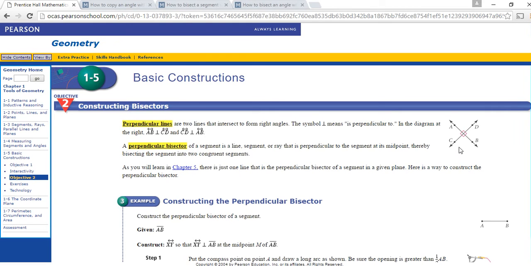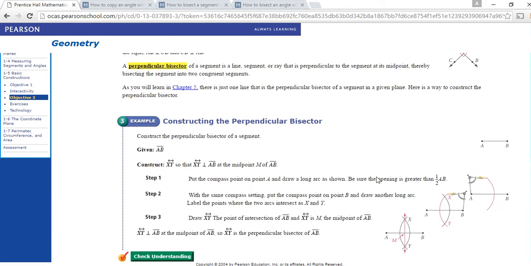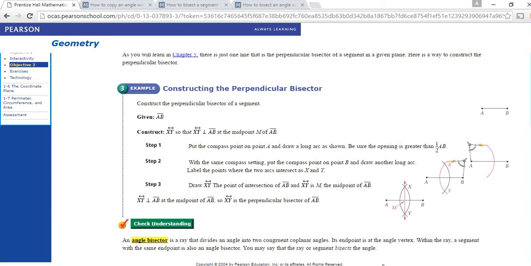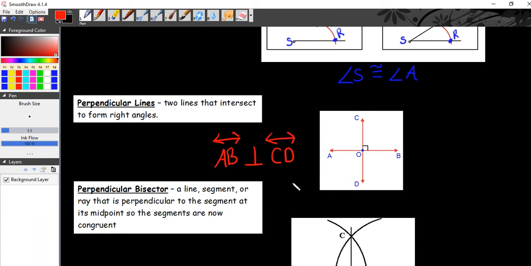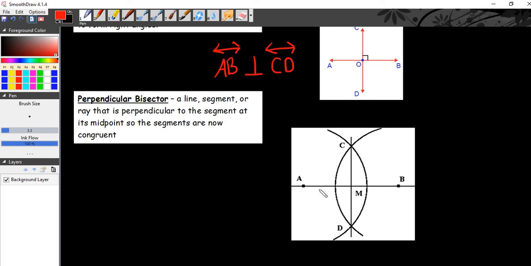All right, the next we're going to talk about how do you construct a perpendicular bisector. Now what you're going to draw in your notes is this right here, and you'll see why in a minute because I'm going to show you a little demonstration. A perpendicular bisector is a line, segment, or ray that is perpendicular to the segment at its midpoint so that the segments are now congruent. All right, and I found a great example of this.